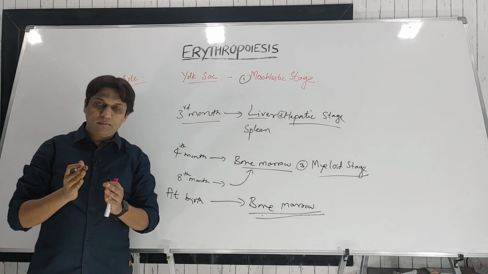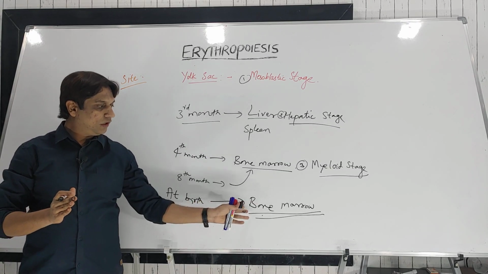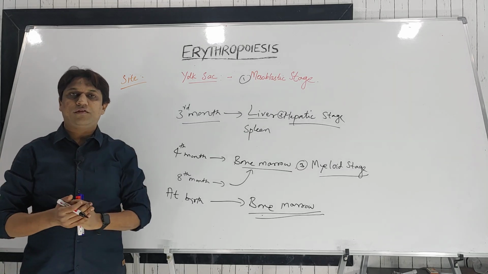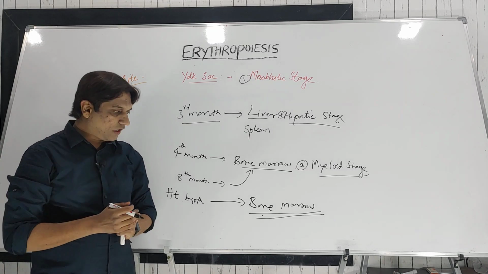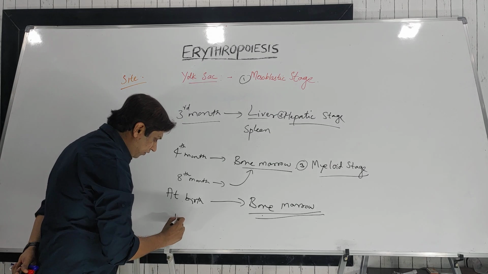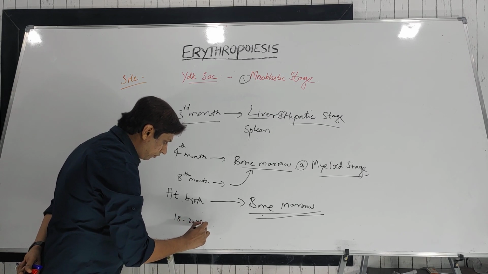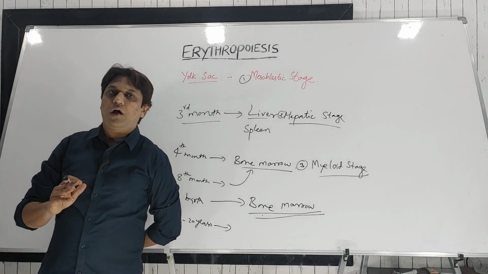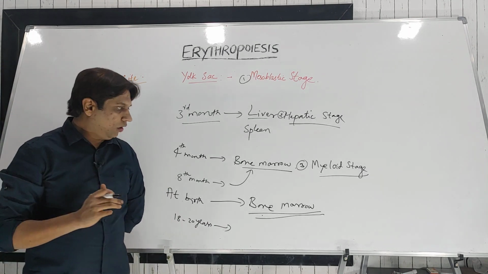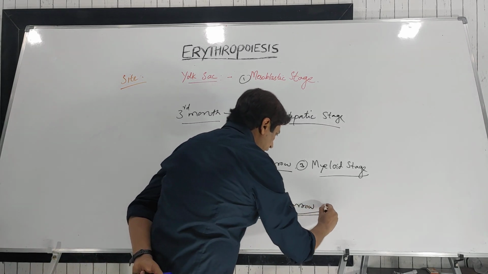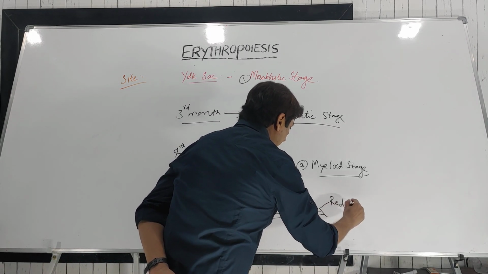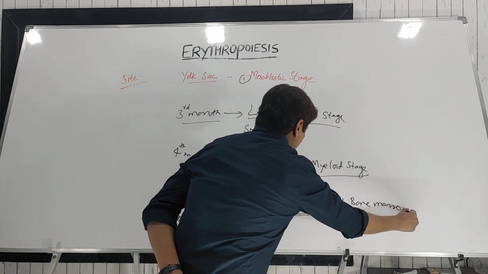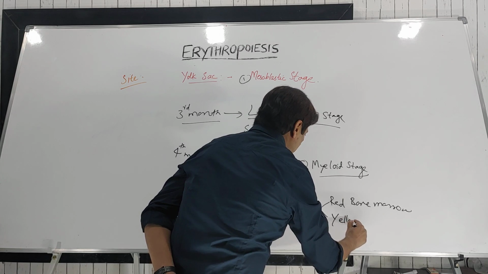Now once the baby is born, the bone marrow will produce the blood cells and RBCs also. As the baby grows up, by the age of puberty, that is around 18 to 20 years, in few of the long bones the bone marrow will become yellow bone marrow. I'd just like to highlight this point here. What is red bone marrow and what is yellow bone marrow? Red bone marrow as well as yellow bone marrow.